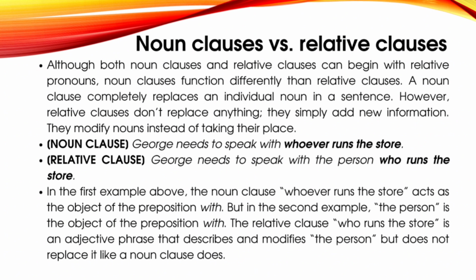Examples: George needs to speak with whoever runs the store. George needs to speak with the person who runs the store. In the first example above, the noun clause whoever runs the store acts as the object of the preposition with. But in the second example, the person is the object of the preposition with. The relative clause who runs the store is an adjective clause that describes and modifies the person but does not replace it like a noun clause does.